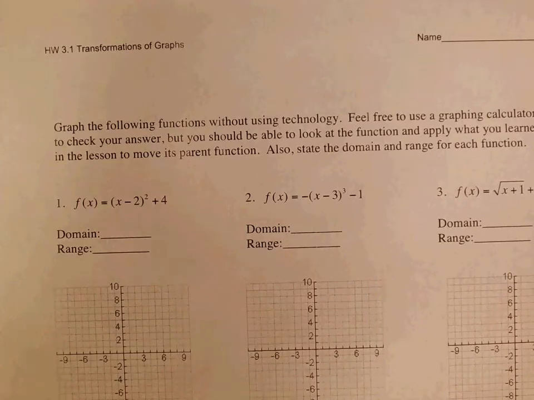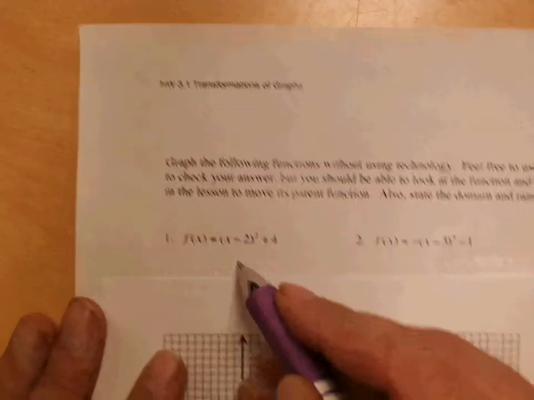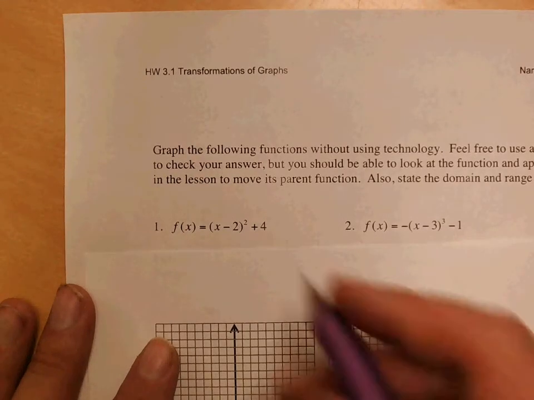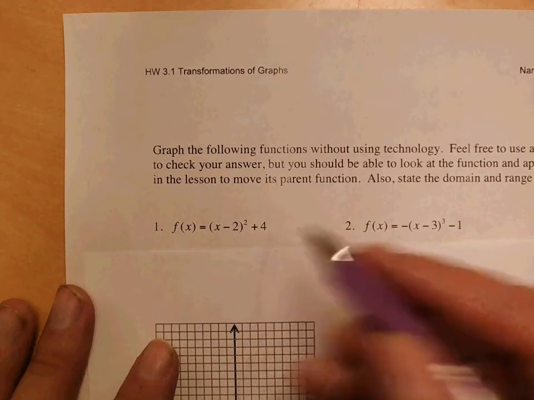In homework 3.1, transformations of graphs, I'm going to help you with a few of them. The first we're going to look at is number 1. The key here is that we recognize what type of function it is, in this case a quadratic function, and what the transformations are. It was shifted right by 2 and up by 4.